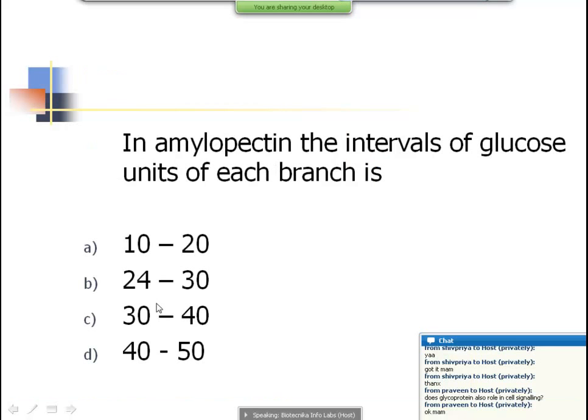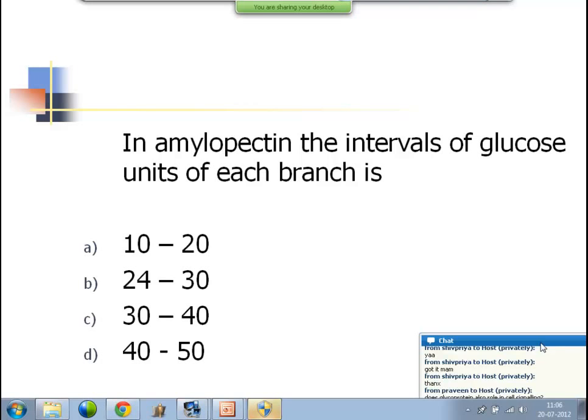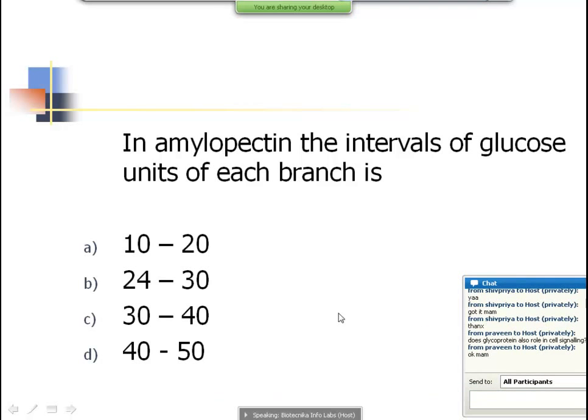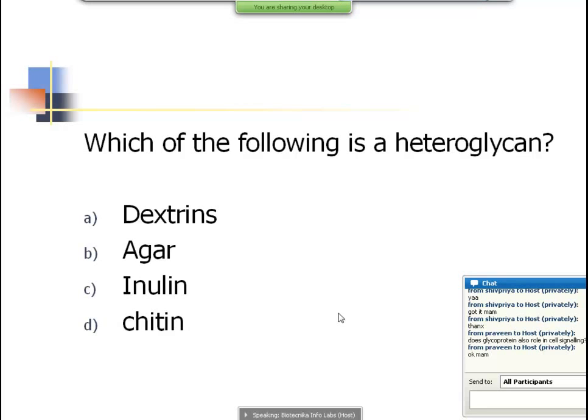Right. So some of you answer these questions. Amylopectin has glucose residues, and the branching is at an interval of 24 to 30 glucose residues. Which of the following is a heteroglycan? Chitin is a homopolymer, right?